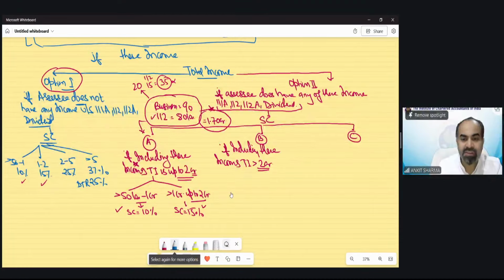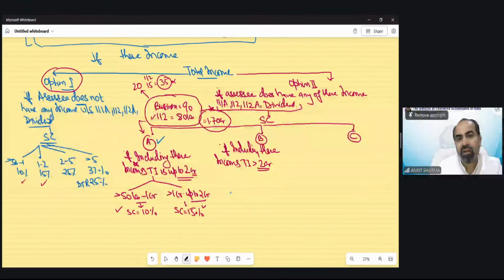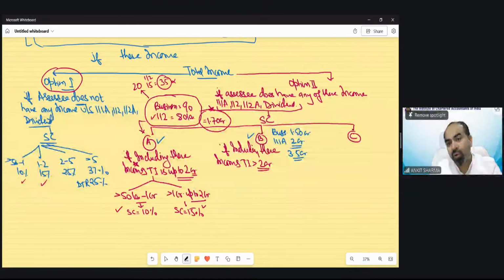Because up to 2 crore cases have been included in the first category. So second would be the cases in which your TI exceeds 2 crore after including these incomes. Suppose your business income is 1 crore 50 lakh and your 111A income is 2 crore. So total is 3.5 crore. So your income is exceeding 2 crore after including these incomes. Before including this, it is less than 2 crore, but after including, if it is exceeding 2 crore, that would be your case number B.